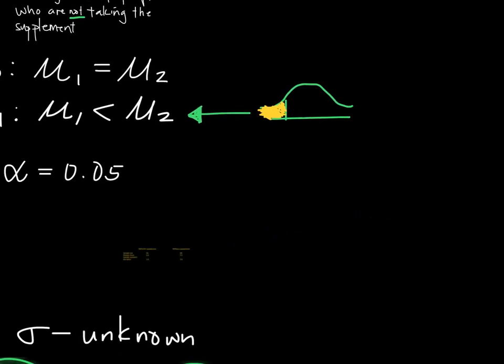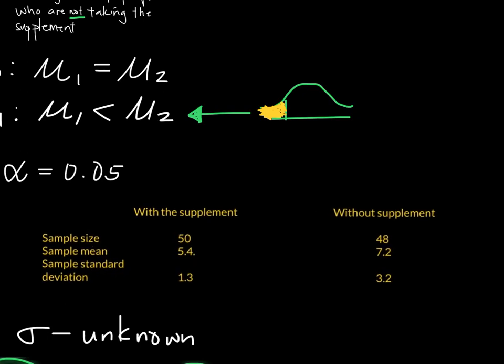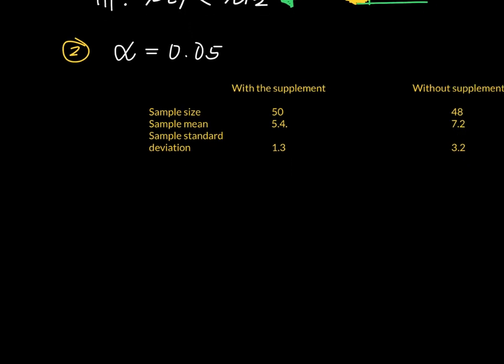So from the table we have the following information: sample sizes, sample mean, and sample standard deviation. We have 50, 48, 5.4, 7.2, 1.3, 3.2 respectively. And then in number 3, this is where you decide what type of test you are going to use.